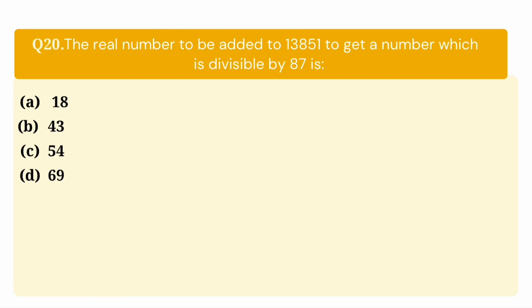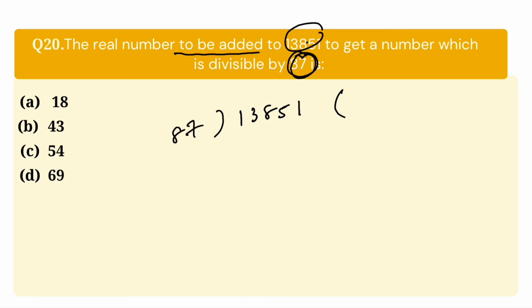What number is to be added to 13851 to get a number which is divisible by 87? So we have to get a number that is divisible exactly by 87. And in the question itself they are saying what number has to be added to this. It is an indication that this number is not divisible by 87. Okay, let's go further in detail. First try to divide it by 87.